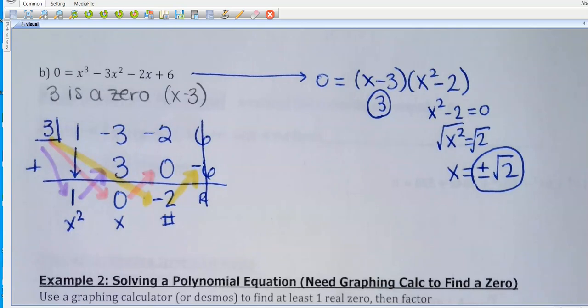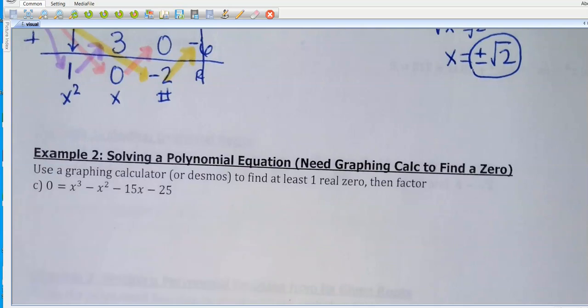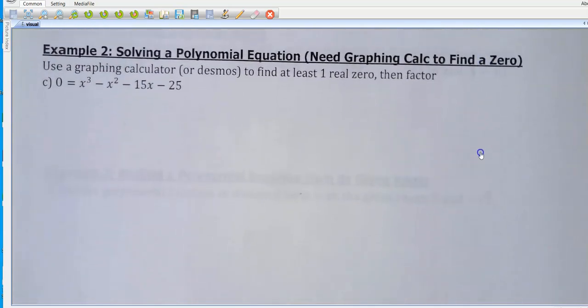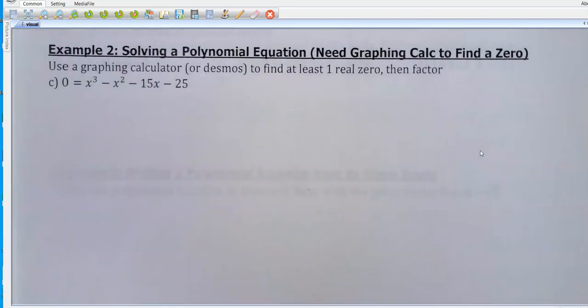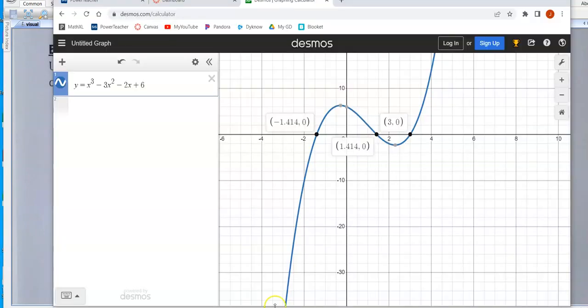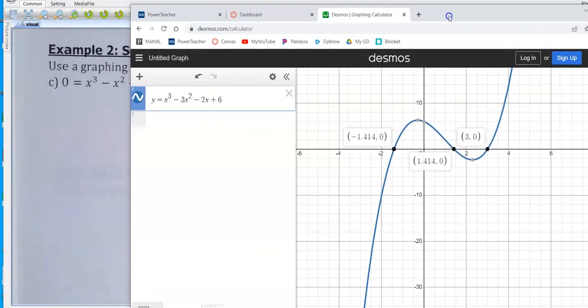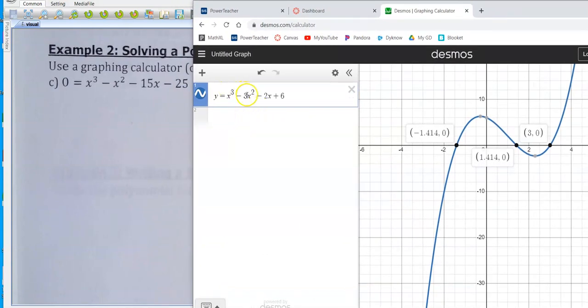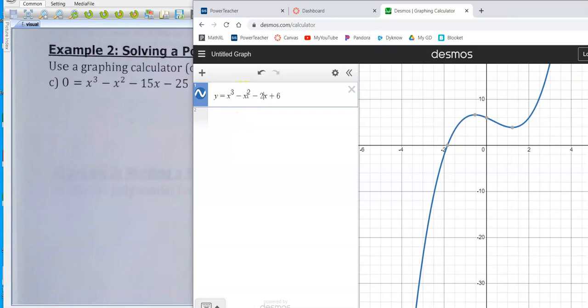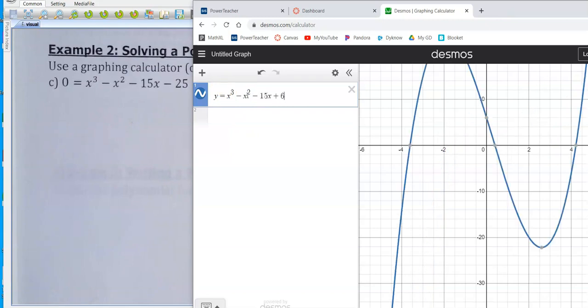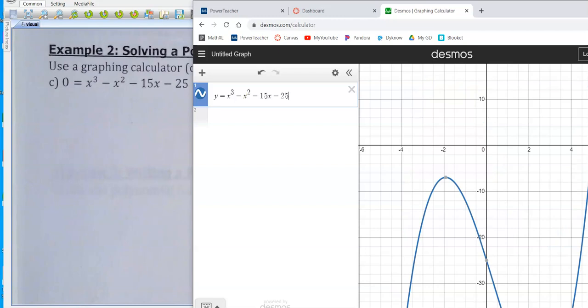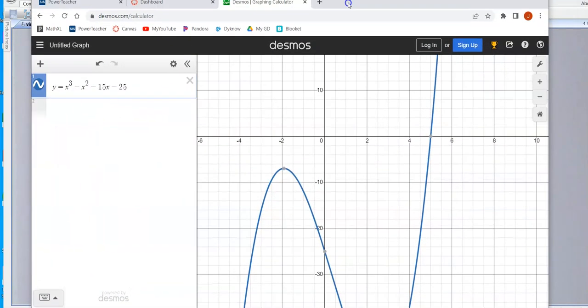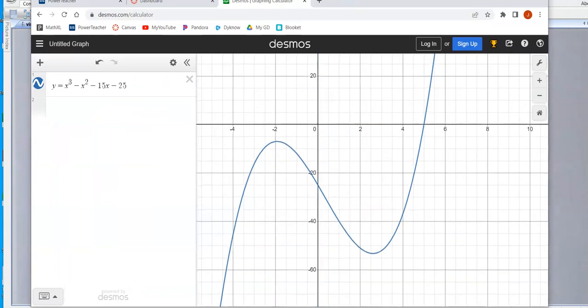Okay, each one of these is just a little bit different. So let me have you guys look at this one. How many answers should I have to the polynomial in example 2? 3 again, right? All right, so let's look at the graph here. So I've got x cubed minus x squared minus 15x and then minus 25. Okay, I'm going to scrunch my graph just a little bit here. So I'm supposed to have 3 answers, right?